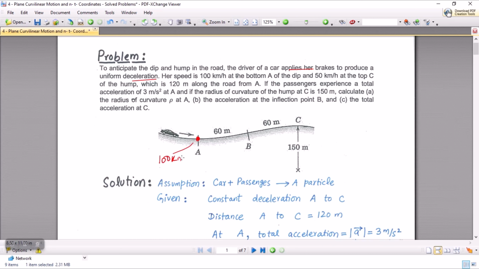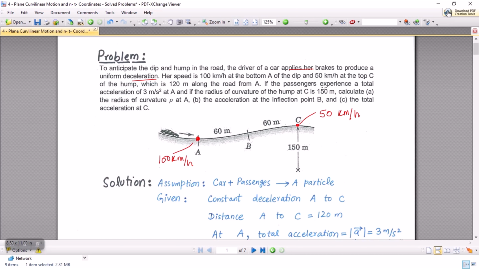But she applied the brakes at this point and then the car had negative acceleration, and at point C the speed actually was 50, like half of the initial value. So here the speed was 50 km per hour at the top of that point C, and the distance from A to C is 120 meters.